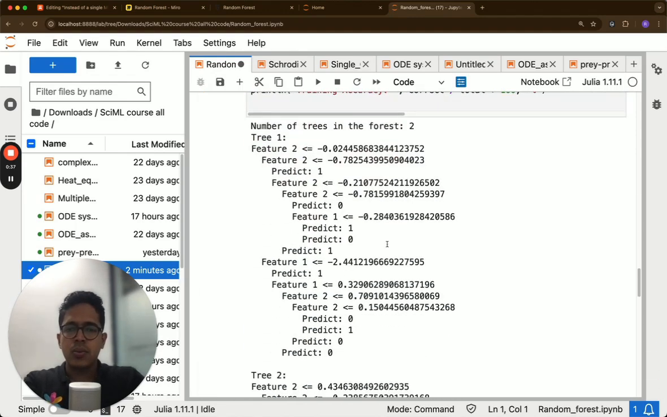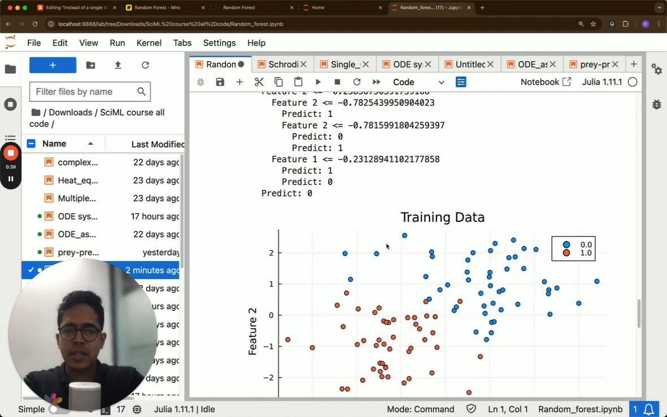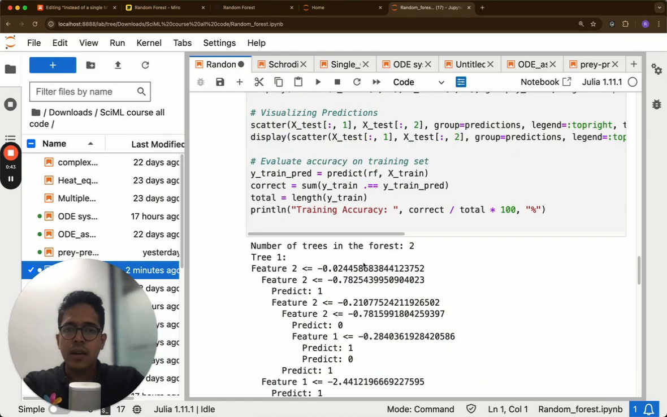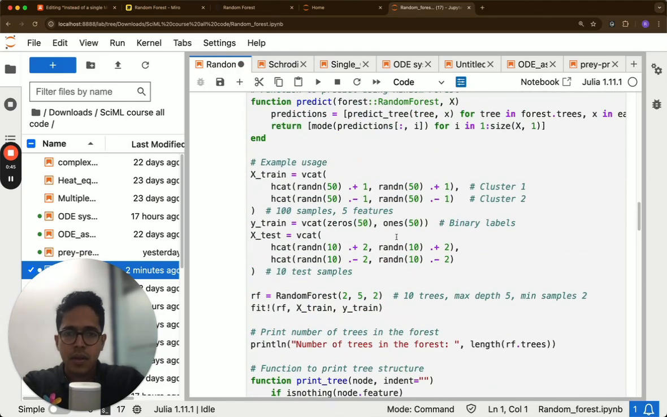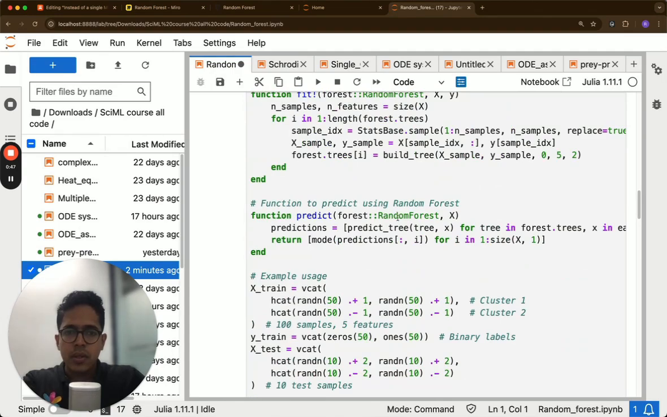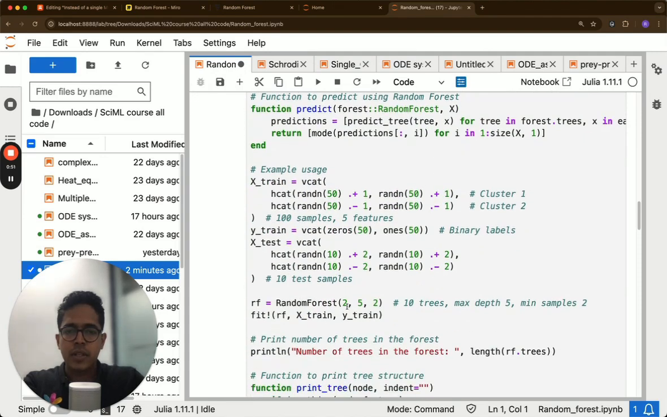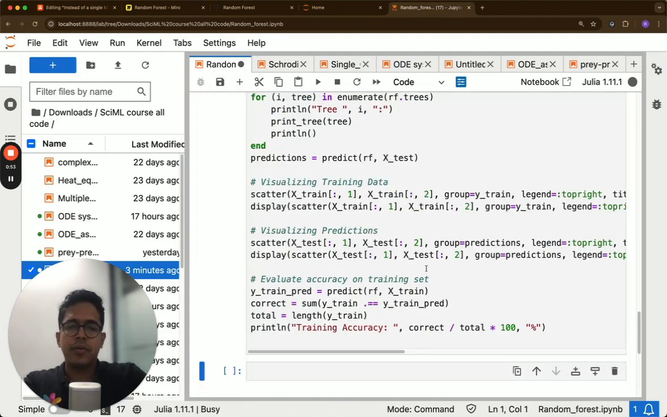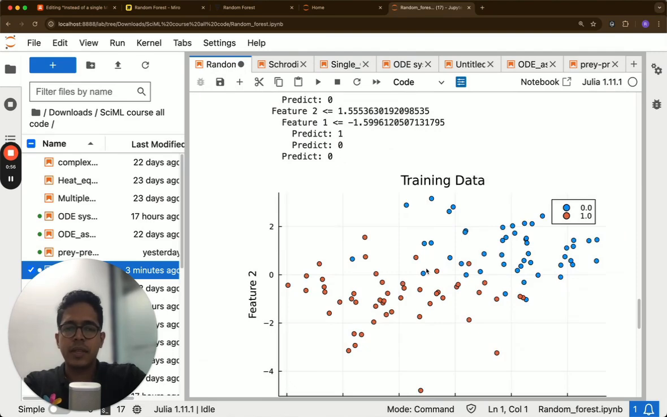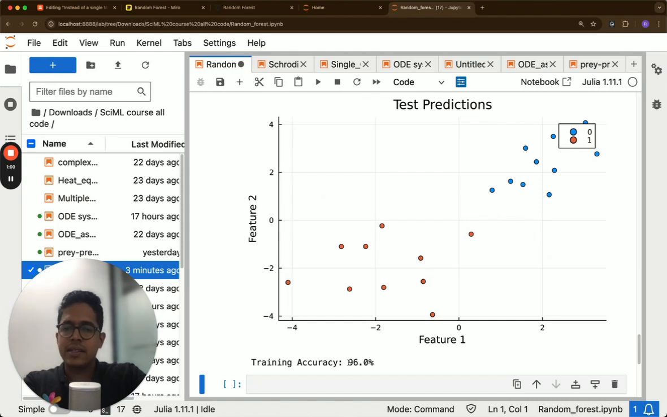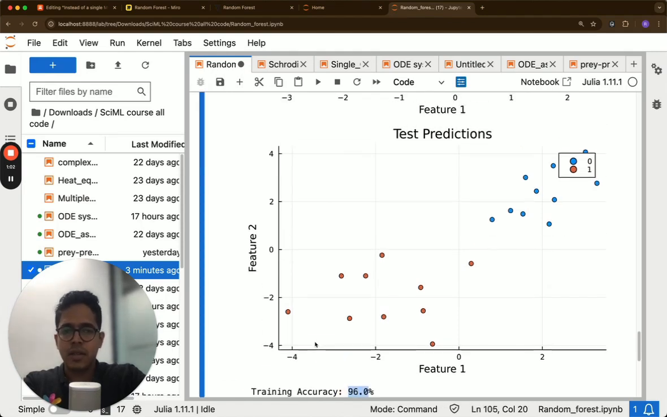Number of trees is 2. Then maybe training accuracy should come down, is what I am thinking. 97. What if it was 1? You don't have a forest, you only have a decision tree. So if it is 1, basically the random forest becomes a decision tree. And here, okay, it's less, it's 96%. All right, this is good.